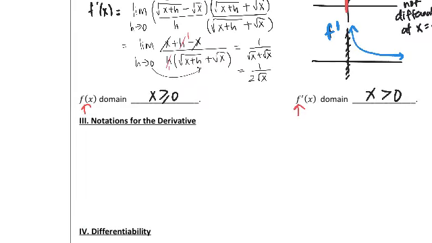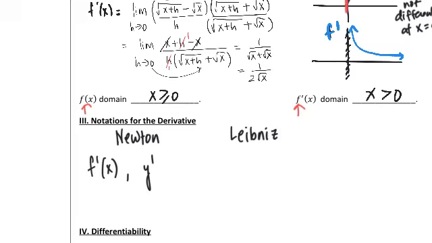Okay, notations for the derivative. Well, this was actually a really interesting historical topic because Newton and Leibniz were our two people who came up with calculus, right? And Newton had a notation which is similar to the f prime notation. So he would say f prime of x or something similar to that, or y prime, right? Those mean the derivative of f.